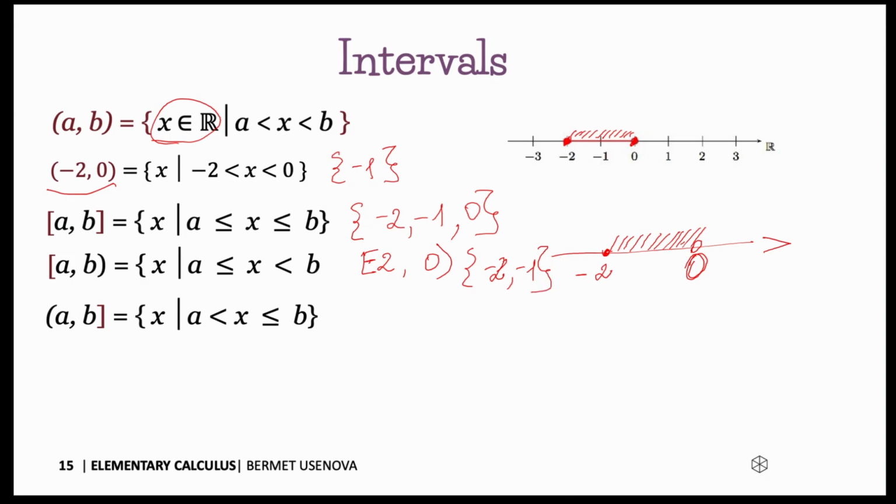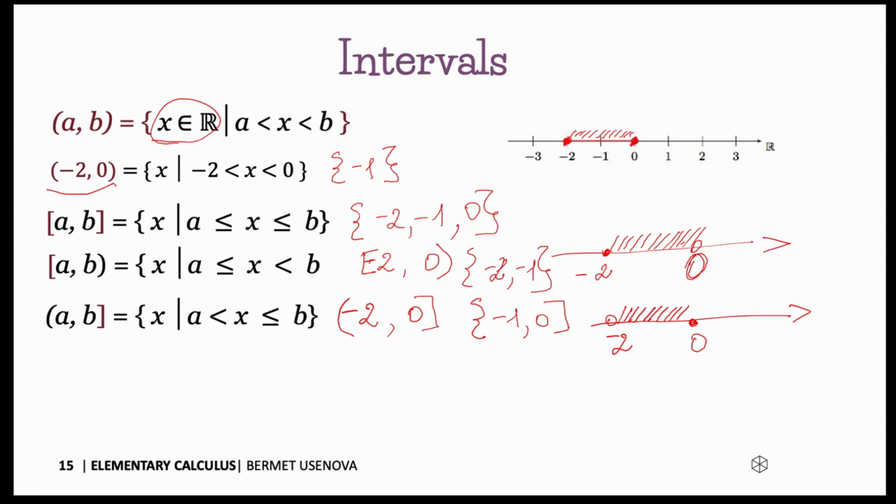And this half-open interval, for example, will have -2 here and include 0 here. So the set itself will not include -2, it will be -1, 0, and then we close the interval. So on the number line, it will look like this. We have empty -2, and then we have everything including 0.